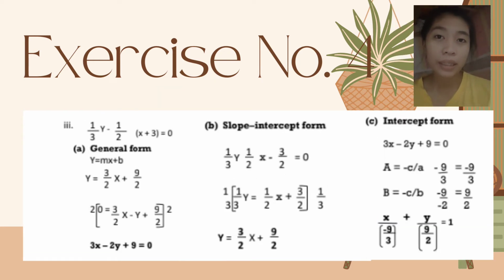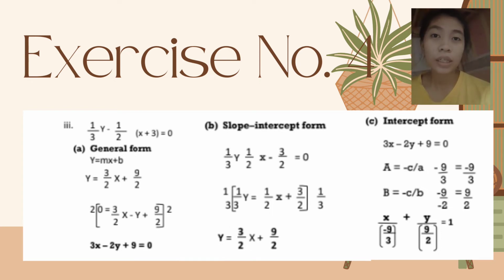(1/3)y - (1/2)x + 3 = 0. Sa general form, y = mx + b and y = (3/2)x + 9/2. So 2 times 0 is equal to (3/2)x - y + 9/2, times 2. So the final answer is 3x - 2y + 9 = 0.